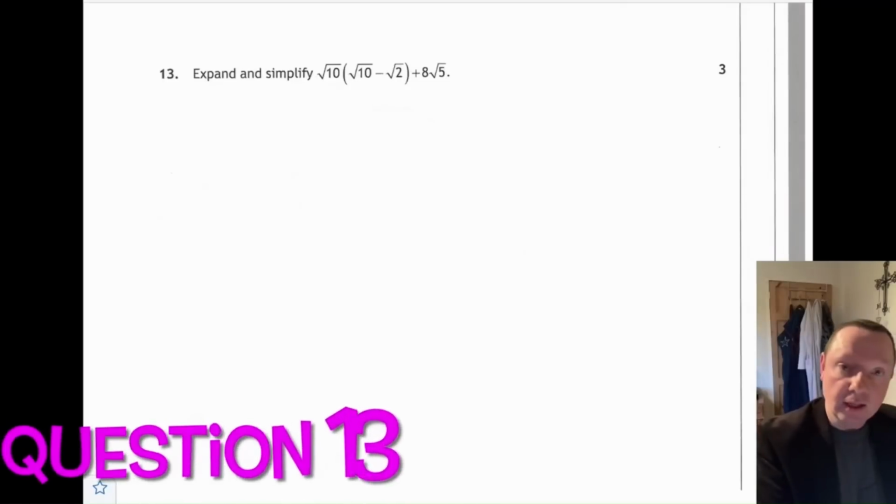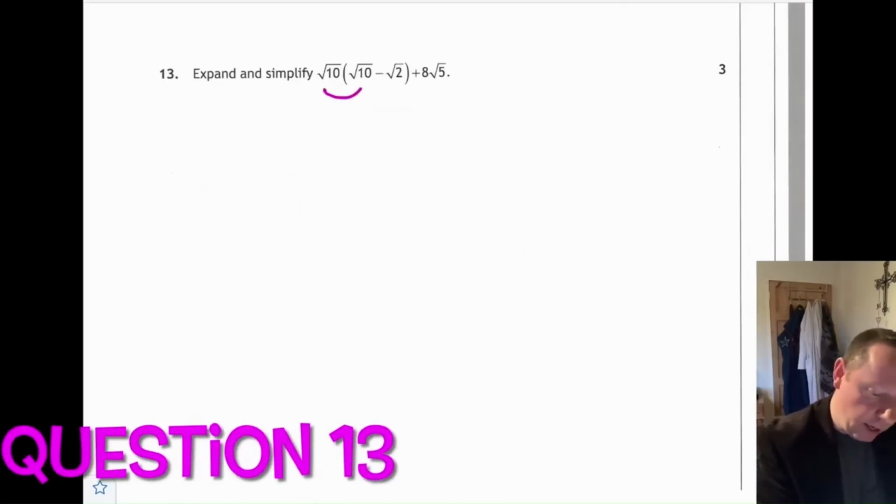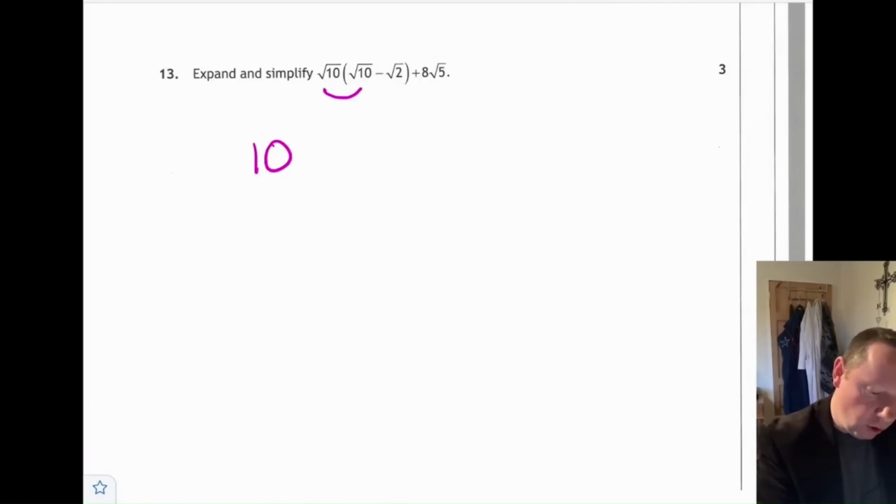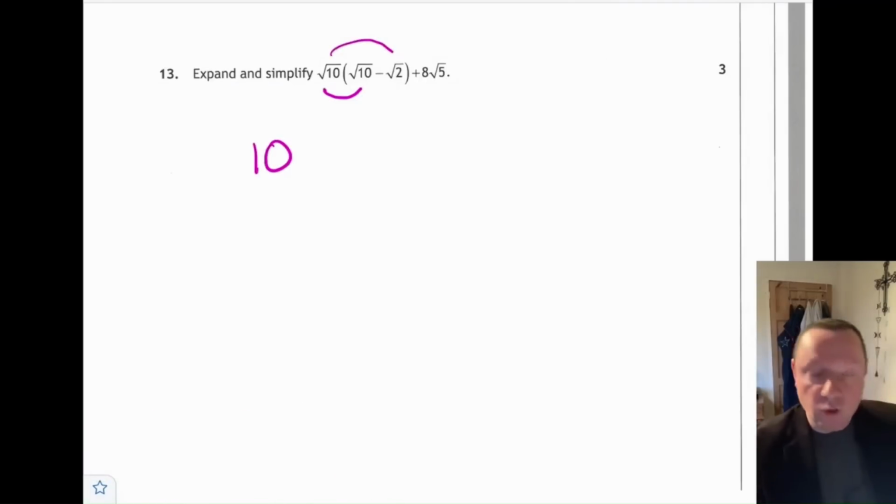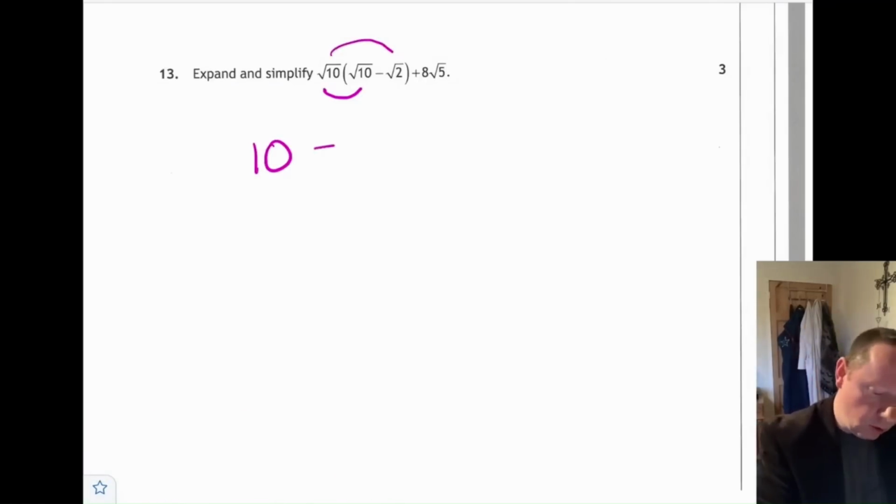Expand and simplify. So we've got root 10 times root 10. Well, that's just 10. We've got root 10 times root 2. Well, that's going to be root 20. 2 tens are 20. And we've still got plus 8 root 5.